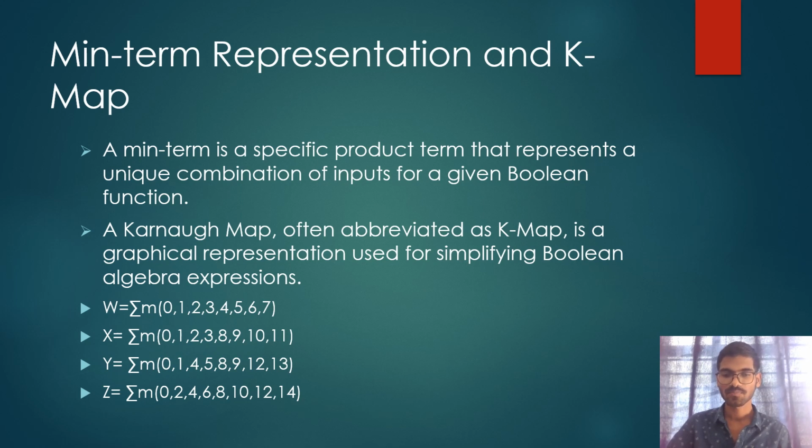Similarly for X, we got the output as maximum, or 1, in the positions of 0, 1, 2, 3, 8, 9, 10 and 11. So we represent it as sigma m of 0, 1, 2, 3, 8, 9, 10 and 11.